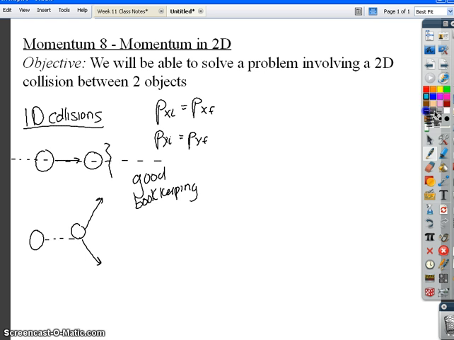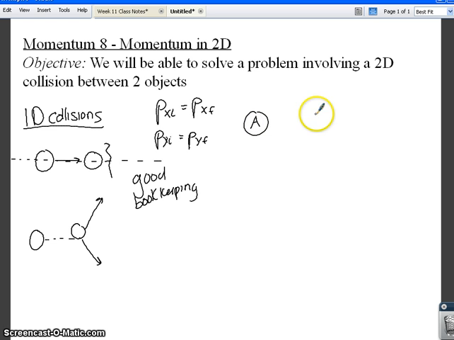So let's take a look at a scenario here. We have two hockey pucks, puck A and puck B. Puck A is approaching and puck B is at rest. So the initial velocity of B is 0, and the initial velocity of A is 5.5 meters per second. Puck A weighs 0.025 kilograms. Puck B weighs 0.050 kilograms.